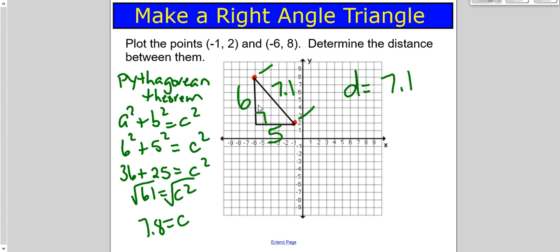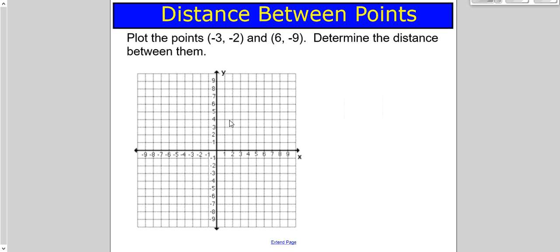So we had to use the Pythagorean theorem in order to help us here. But that will always work. If we can create this rise and this run, then from there we can create this triangle, and then we can use that triangle to help us solve for the hypotenuse, which is the distance we're looking for. Okay, so let's try another one.